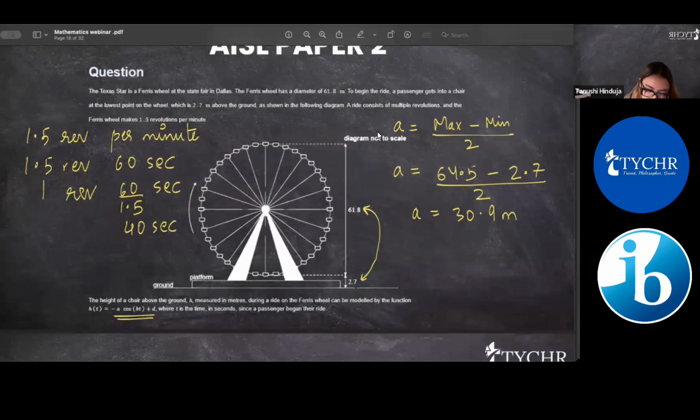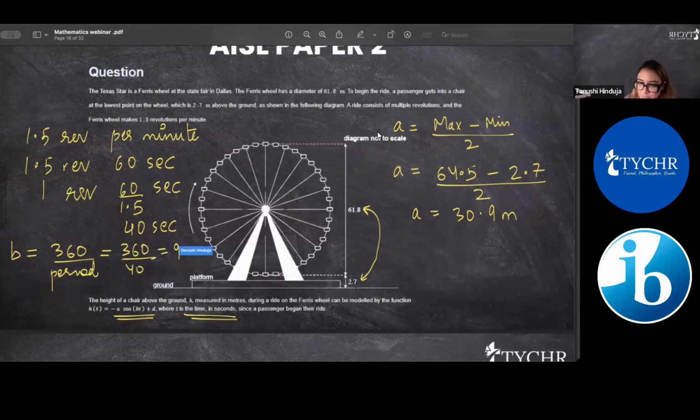So if I want the value of B, that's just going to be 360 divided by the period, which is, so time t here is in seconds, so we can keep it in seconds. So 360 over 40, which is 9. So our b value is 9.